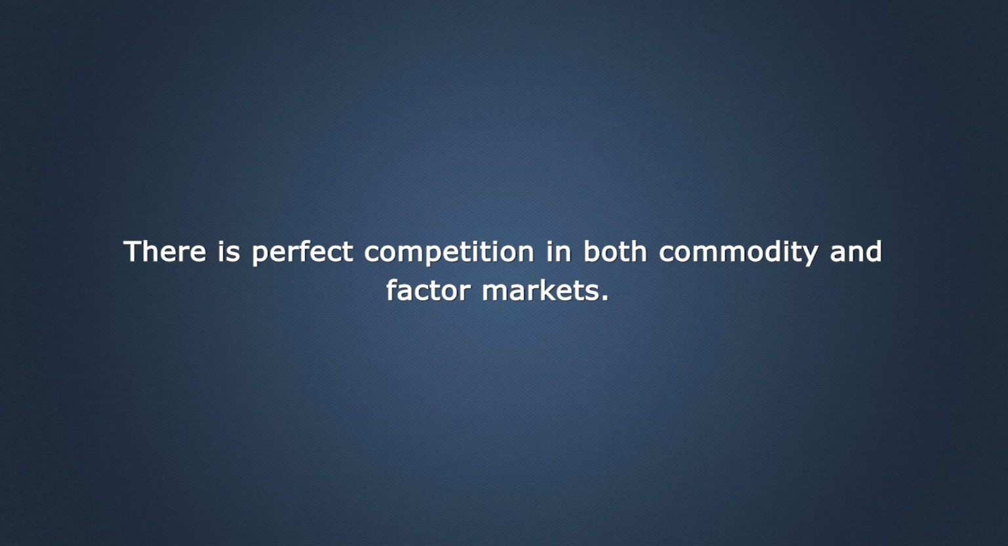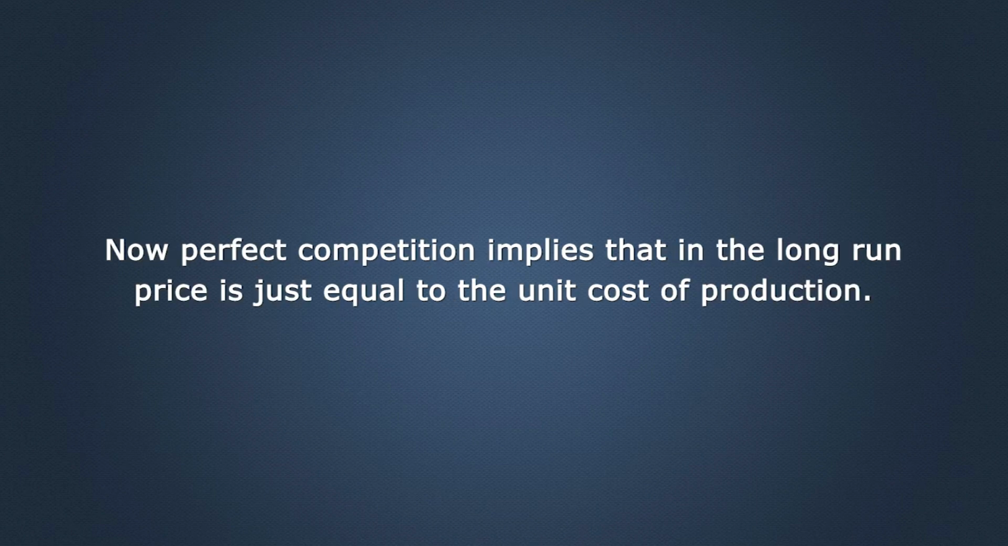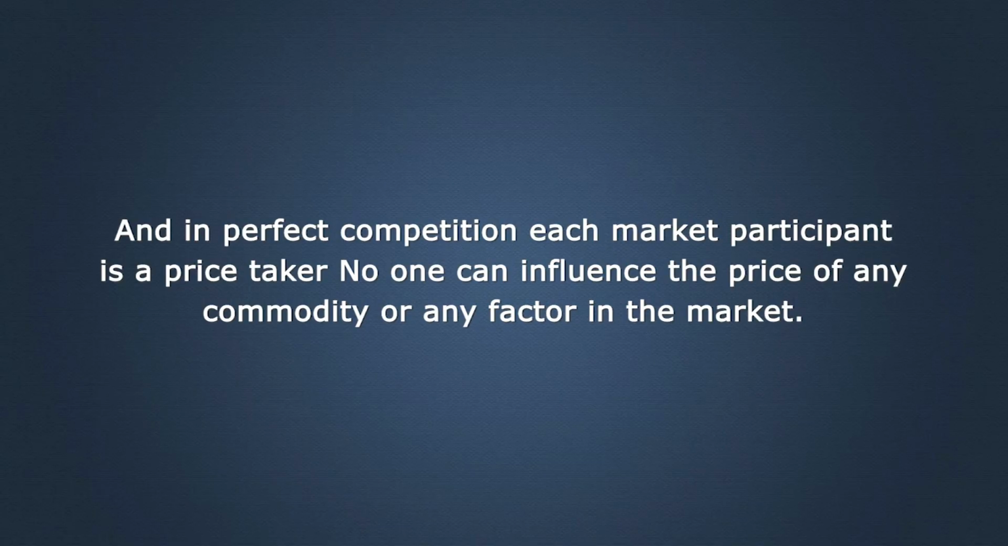Next assumption, there is perfect competition in both commodity and factor markets. Now, perfect competition implies that in the long run, price is just equal to the unit cost of production. That means there is no scope of economic profit in long run equilibrium. And in perfect competition, each market participant is a price taker. No one can influence the price of any commodity or any factor in the market.